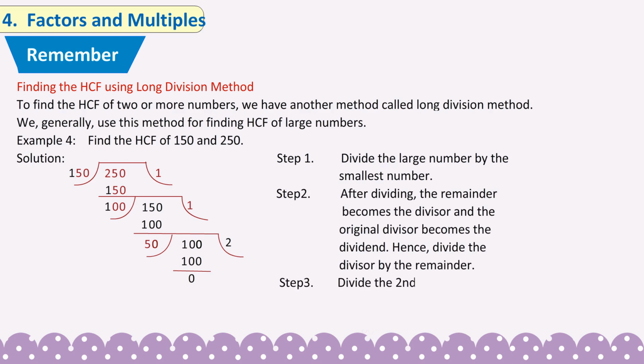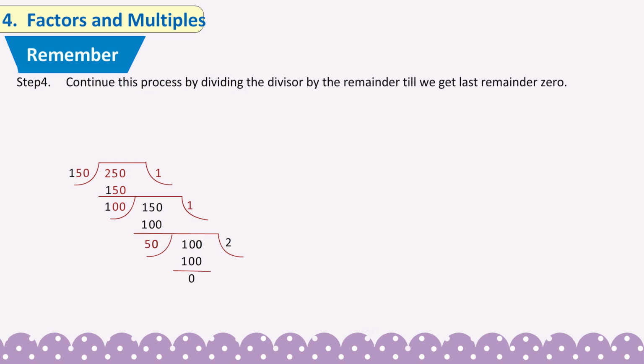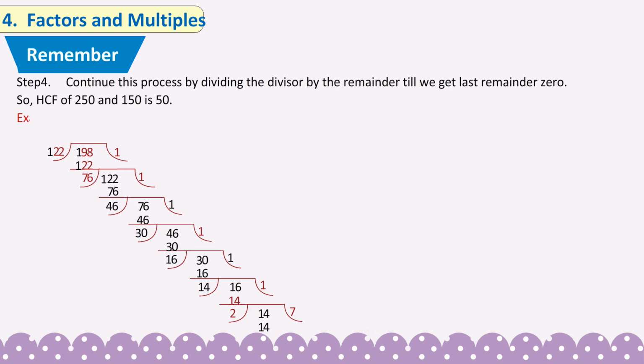Step 3. Divide the second remainder by the first remainder. Step 4. Continue this process by dividing the divisor by the remainder till we get last remainder 0. So, HCF of 250 and 150 is 50.